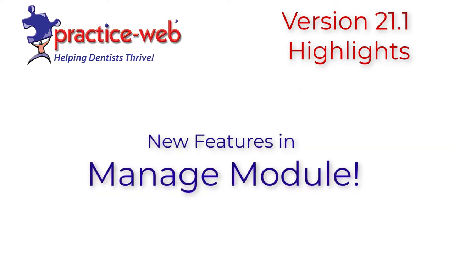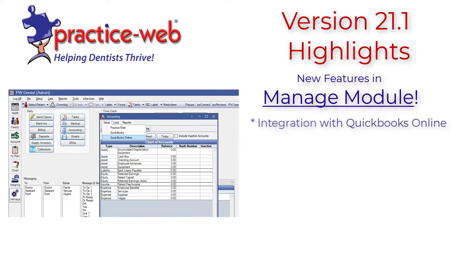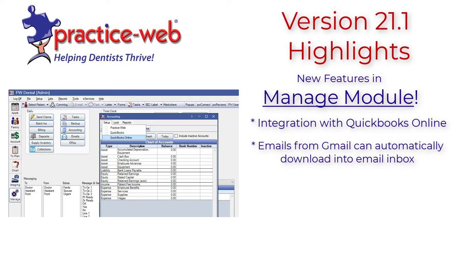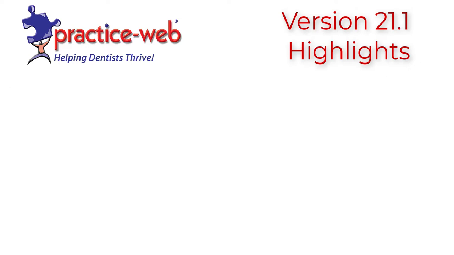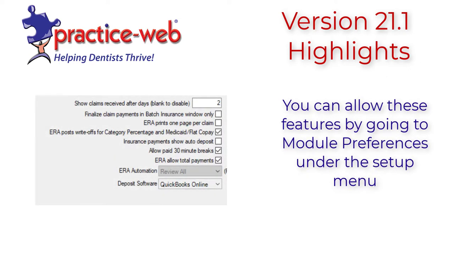The Manage module and reports enhancements include a new integration for QuickBooks Online. Emails from Gmail can now automatically download into the email inbox, improved ERA claim matching, and you can allow these features by going to Module Preferences, then click on the Manage tab.